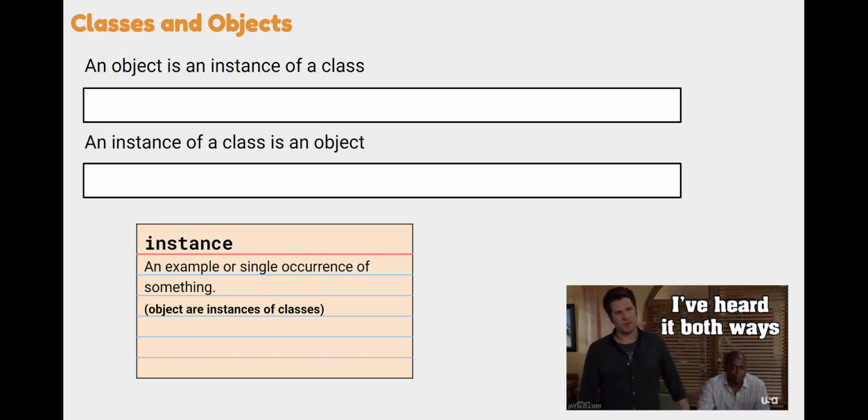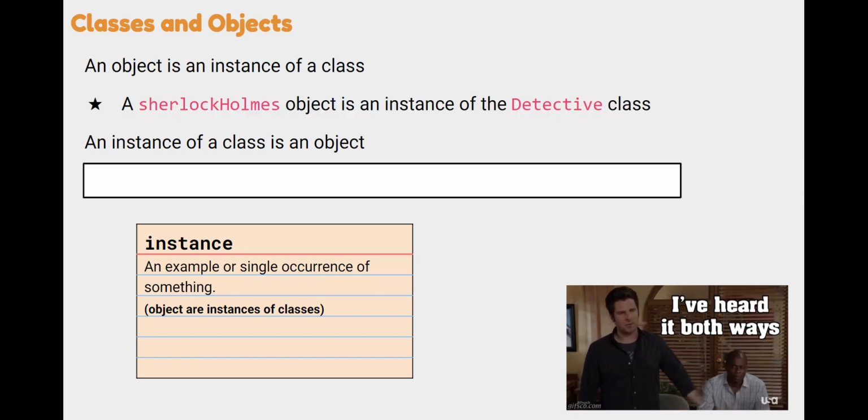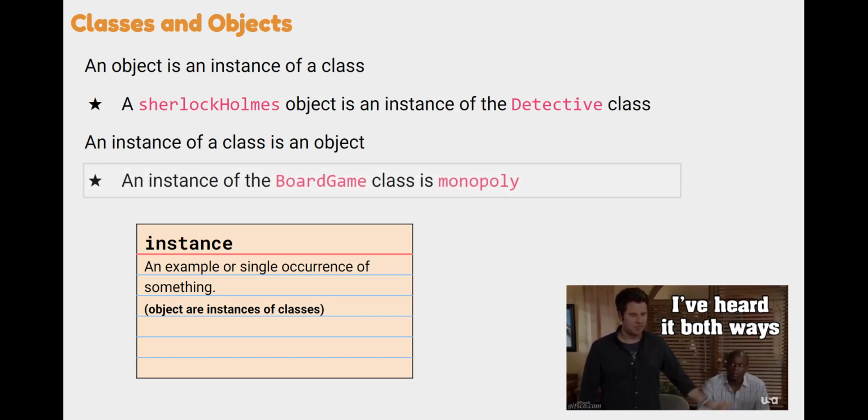So looking at the first one, an object is an instance of a class, we can say a Sherlock Holmes object is an instance of the detective class. So again, detective, that class is a blueprint. You can make many different detectives from that, and we are making one specific detective object called Sherlock Holmes. A different way to say a similar thing, an instance of the board game class is Monopoly. Board game is the class, and Monopoly is the specific instance or the object that we made from that class.